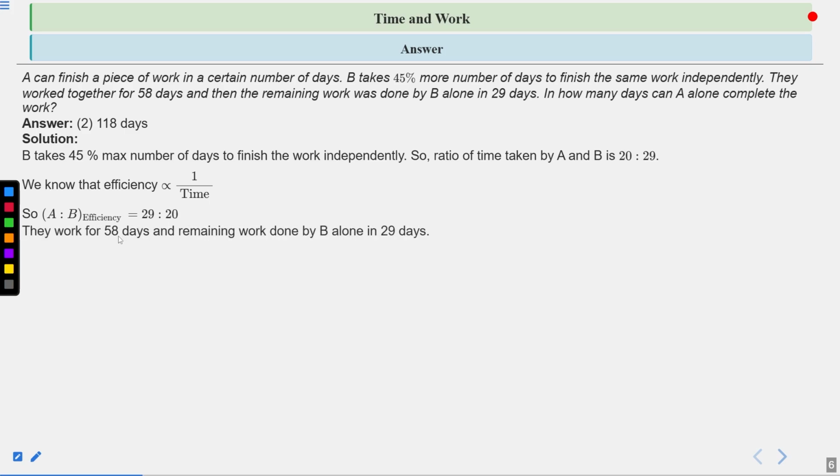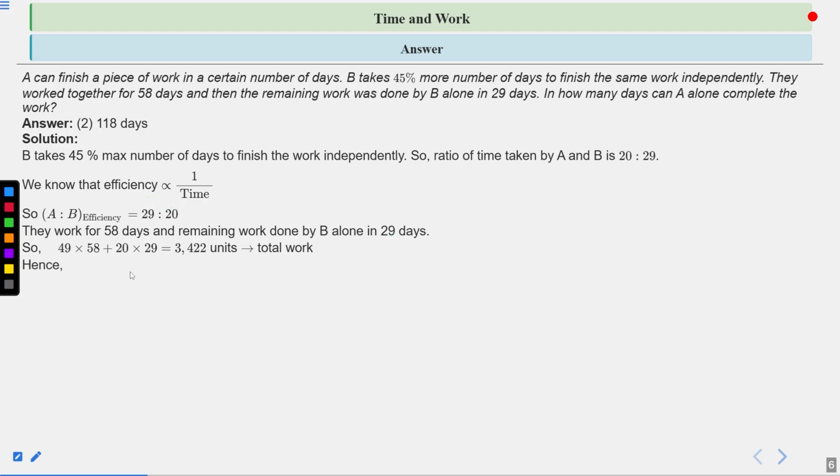Now they work together for 58 days, and the remaining work is done by B alone in 29 days. According to the question, we can calculate the total work, which becomes the combined efficiency of A and B, 29 plus 20, so we get 49, and they work together for 58 days, so multiplying by 58, plus B works alone for 29 days. The efficiency of B is 20, so 20 into 29. We get the total work, which is 3422 units. This is our total work.